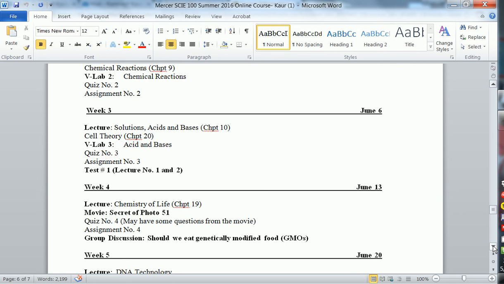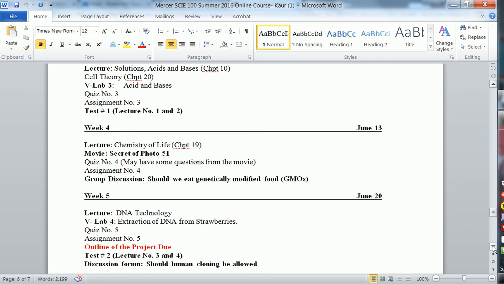Week number 4, we will be talking more biology. We will be talking about the chemistry of life. In this lecture, we will be talking about different biomolecules. We will be talking about proteins, lipids, carbohydrates, and nucleic acids. So this is basically biology week. We will be talking about different biomolecules which make our cells, which are making our life.